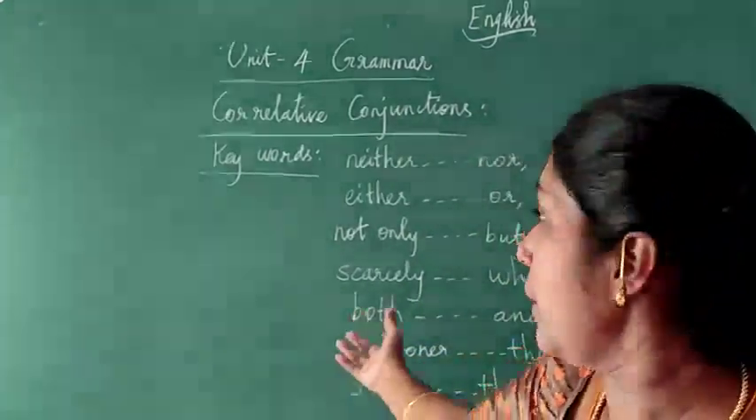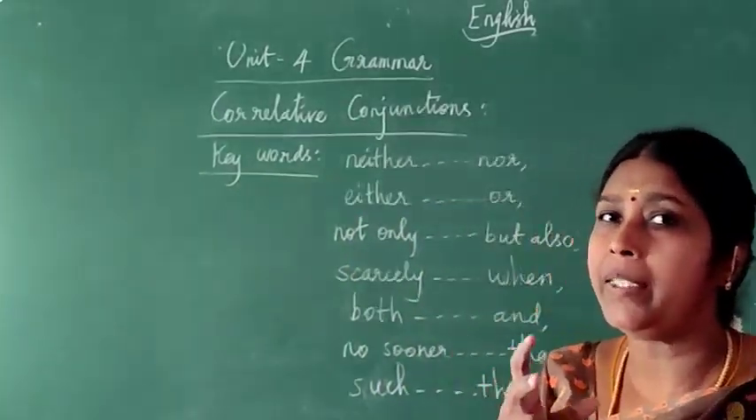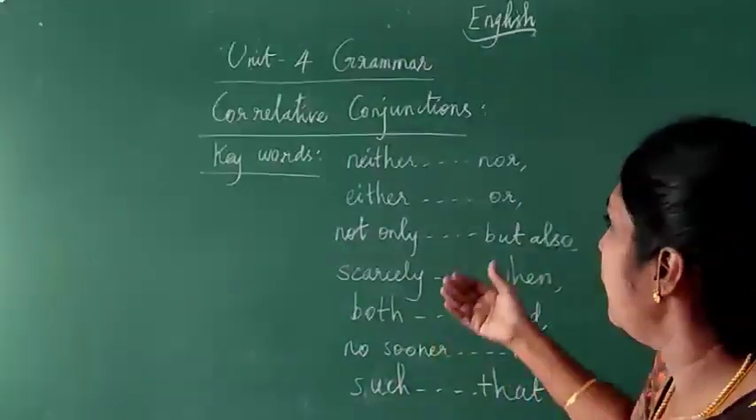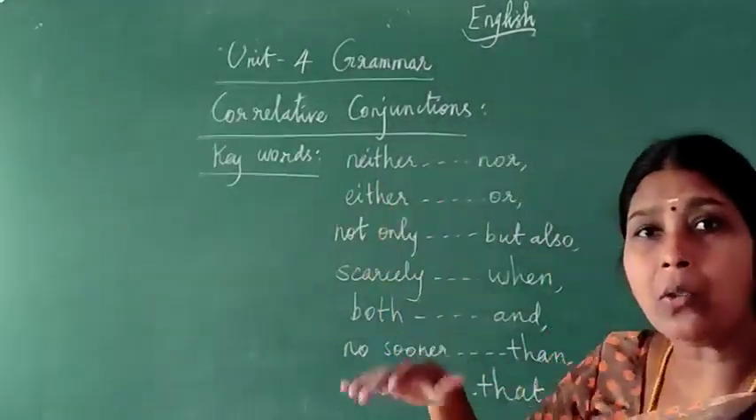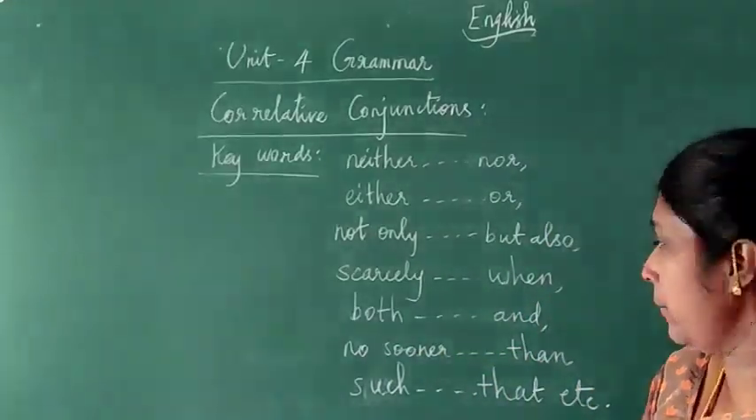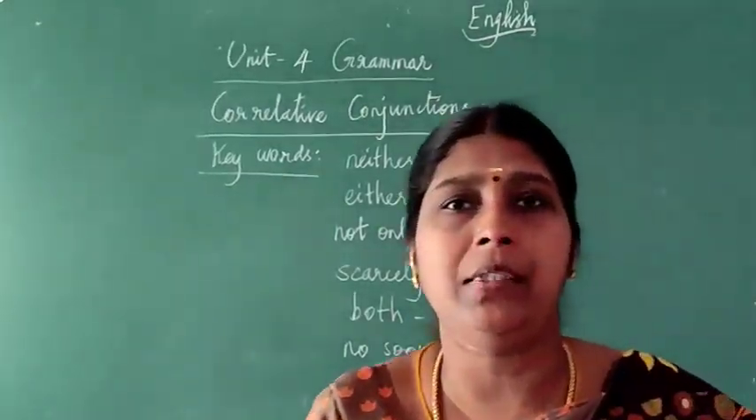Then correlative conjunctions means two words that come always in pairs. They are used to relate to each other. So like that, neither nor, either or, not only but also, scarcely when, both and, no sooner than, such that. So these are correlative conjunctions. Do you understand?